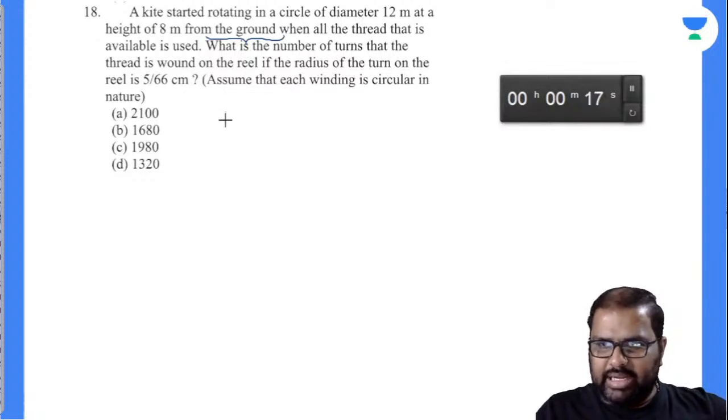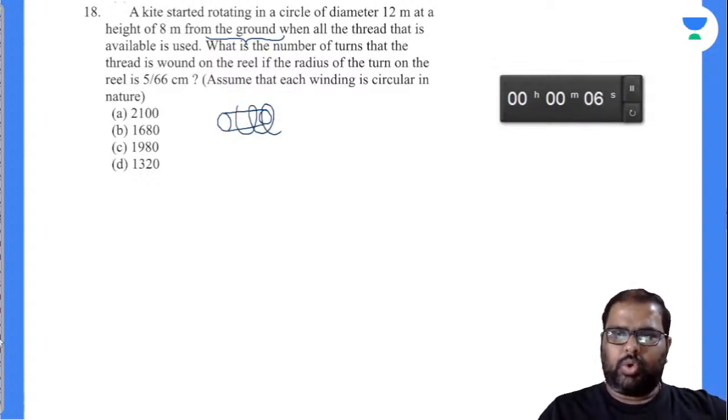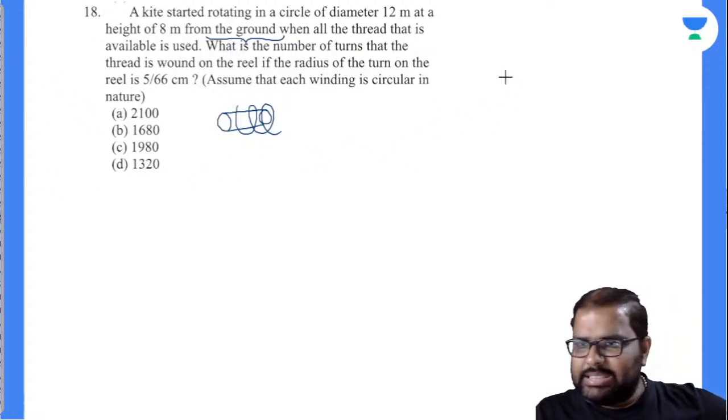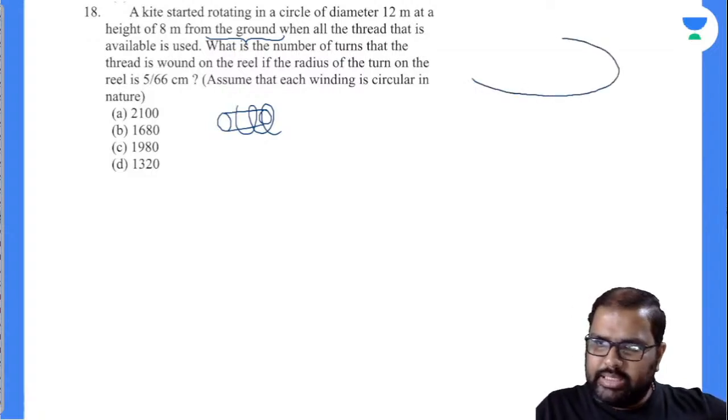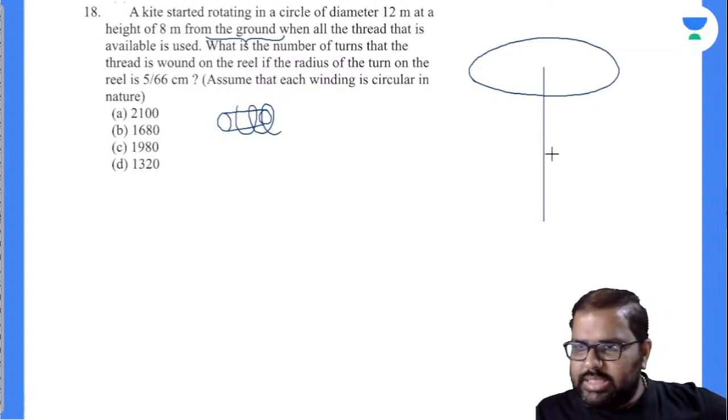So you have a reel, it seems like this. Just draw this. Now you have rolled it, right? Any answer for this? No answer. Now look, a kite started rotating in a circle of diameter 12 meters. So here it is rotating like this, from a height of 8 meters from the ground. So this is 8.